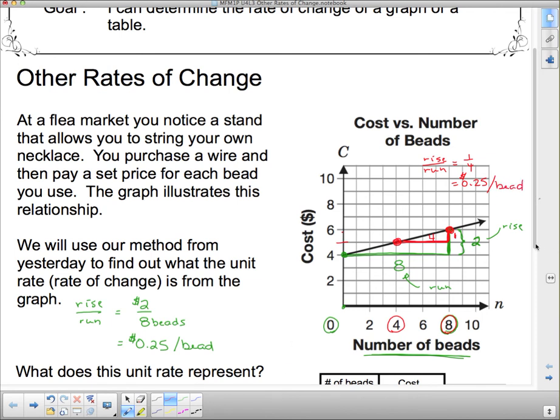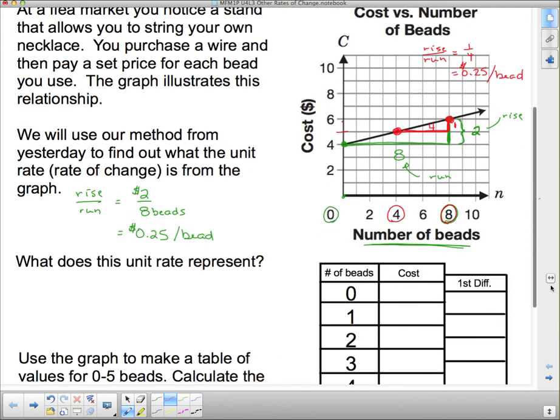Okay, so what does this unit rate represent? It represents the cost to purchase one bead.